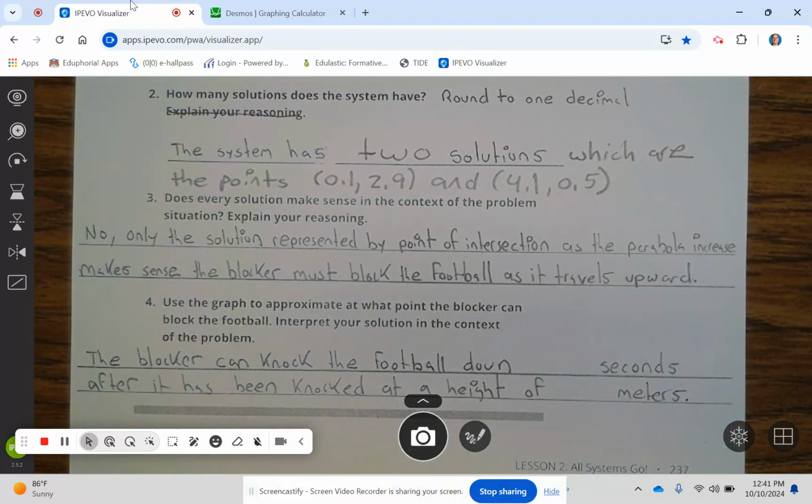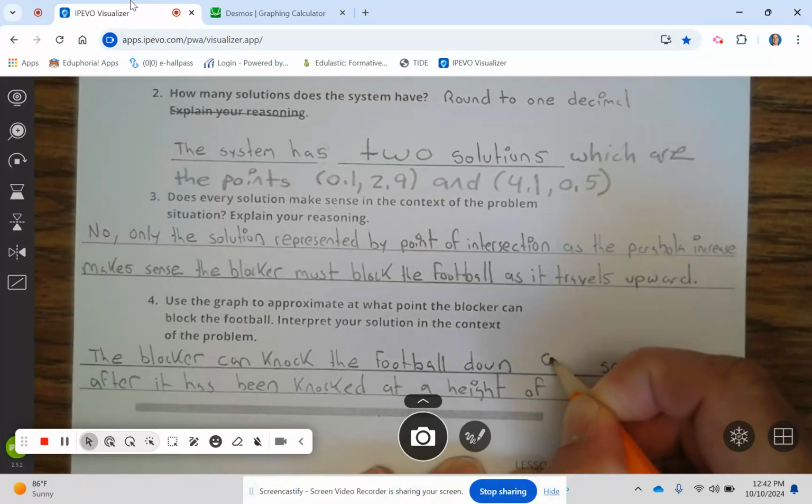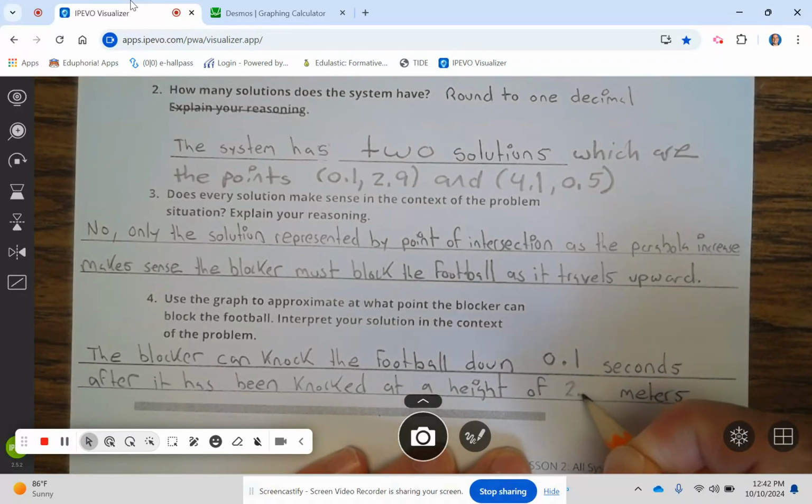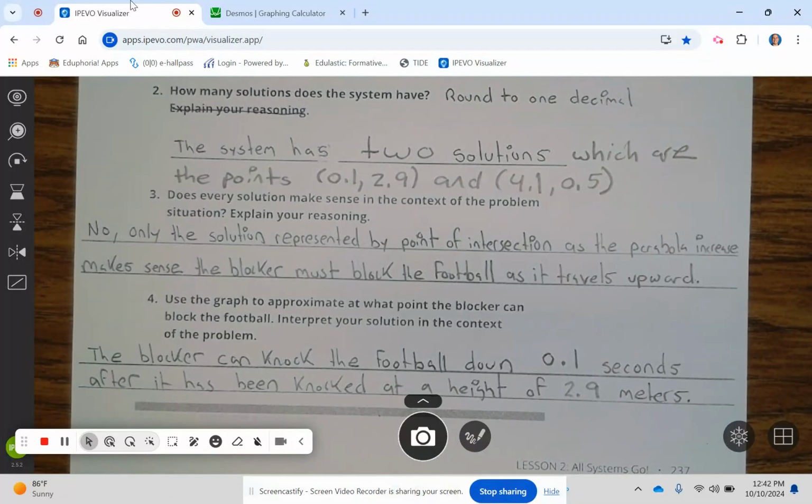Okay, number 3. Does every solution make sense in the context of the problem situation? Explain your reasoning. No, only the solution represented by the point of intersection as the parabola increases makes sense. The blocker must block the football as it travels upward. 4. Use the graph to approximate at what point the blocker can block the football. Interpret your solution in the context of the problem. The blocker can knock down the football at 0.1 seconds after it's been kicked at a height of 2.9 meters. All right, go ahead and finish it up. Let's take a look at the next page.